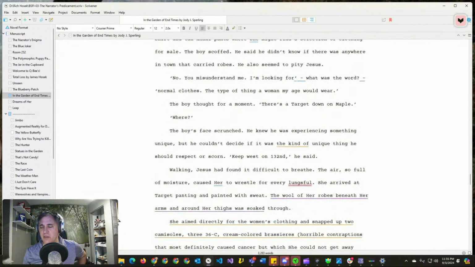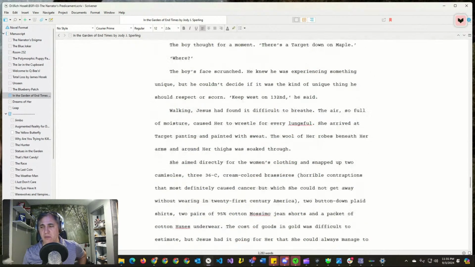Walking, Jesus found it difficult to breathe. The air, so full of moisture, caused her to wrestle for every lungful. She arrived at Target panting and painted with sweat. The wool of her robes beneath her arms and around her thighs was soaked through. She aimed directly for the women's clothing and snapped up two camisoles, three 36C cream-colored brassieres, horrible contraptions that most definitely caused cancer, but which she could not get away without wearing in 21st century America. Two button-down plaid shirts, two pairs of 95% cotton Mossimo jeans, and a packet of cotton Hanes underwear.